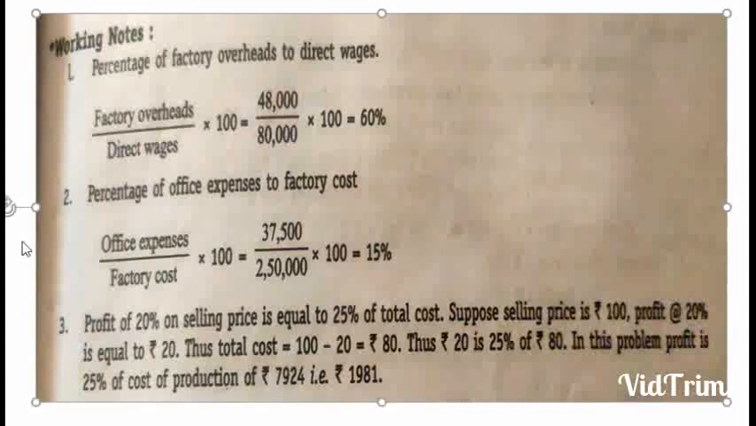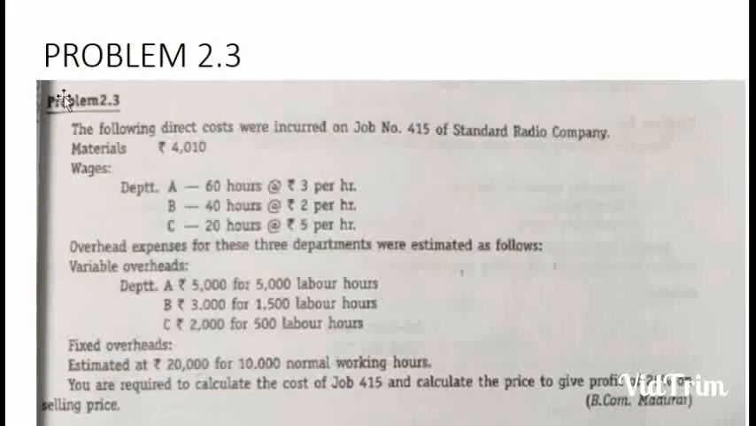Your next problem is problem 2.3. The question is: the following direct costs were incurred on job number 415 of Standard Radio Company. They have given materials and wages, all of which are your direct expenses. Materials are 4,010. For wages, there are three departments, A, B and C. For A it is 60 hours at rupees 3 per hour, for B 40 hours at rupees 2 per hour, and for C 20 hours at rupees 5 per hour.